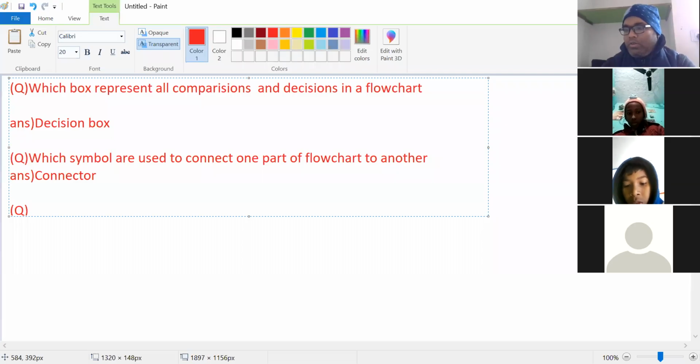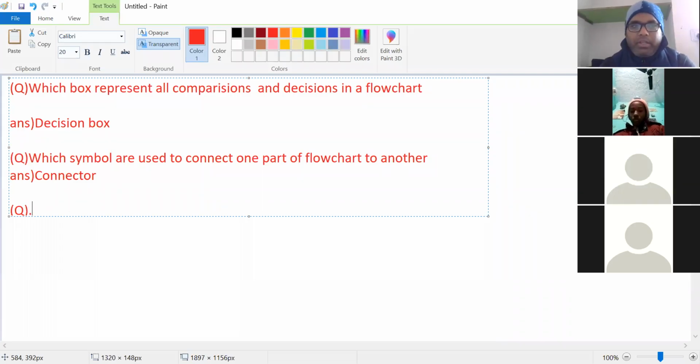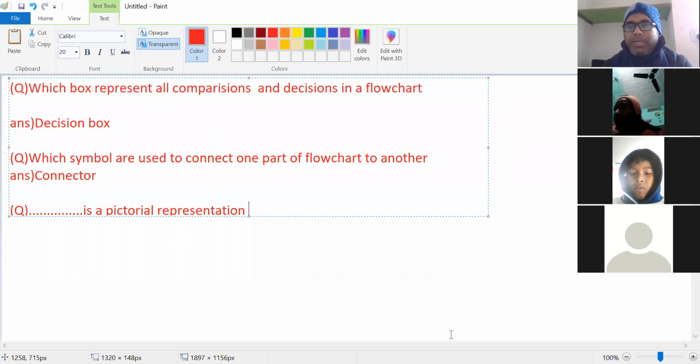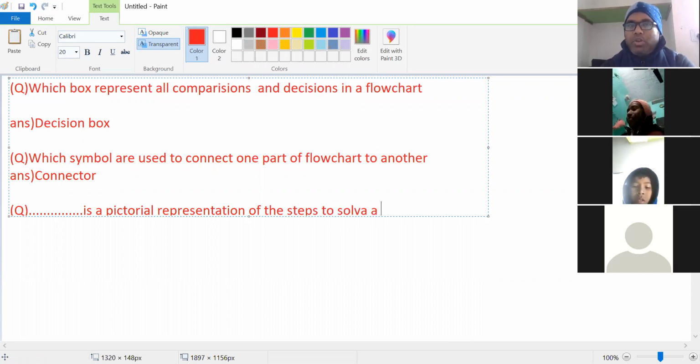Next question, everyone. Fill in the blanks: dash is a pictorial representation of the steps to solve a problem.